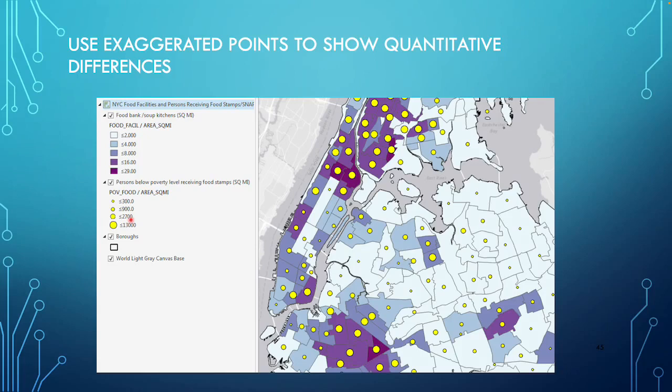Here we have a quantitative map, and you want to make sure there's enough differentiation between the point sizes to illustrate what you're trying to show. So here we're showing persons below poverty level receiving food stamps. The more number of them, the bigger the symbol is in each of these areas.